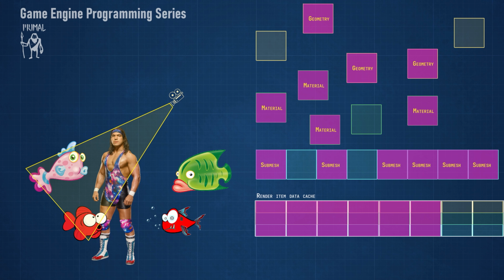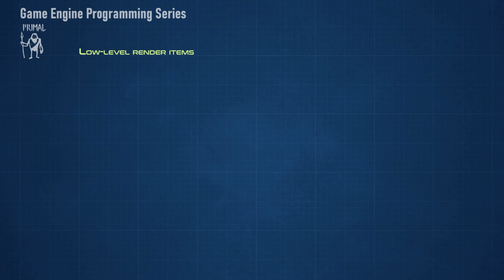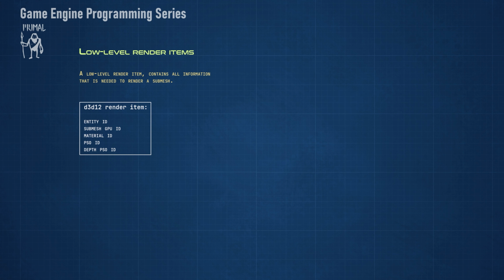We use low-level render items to tell the renderer how it should render the submeshes that make up the scene. Obviously, we need to give the renderer the submesh data, but it also needs to know which shaders to use and which textures to sample from. It also needs a transform matrix in order to position the submesh in the scene. We can provide the renderer with a set of IDs that can be used to gather this information. This set of IDs is the low-level render item, which is created per submesh.